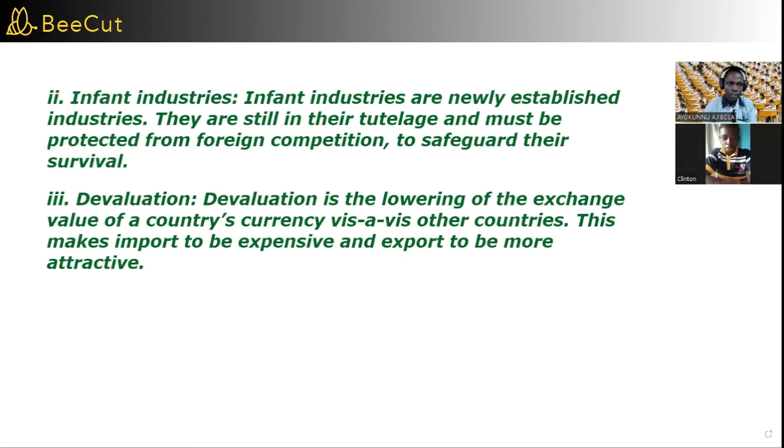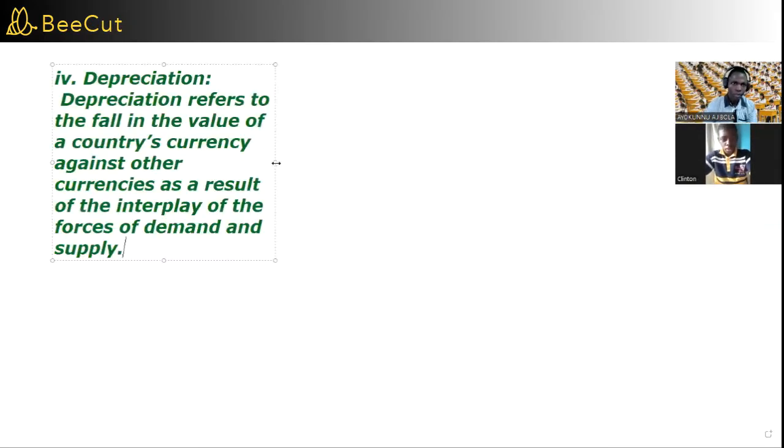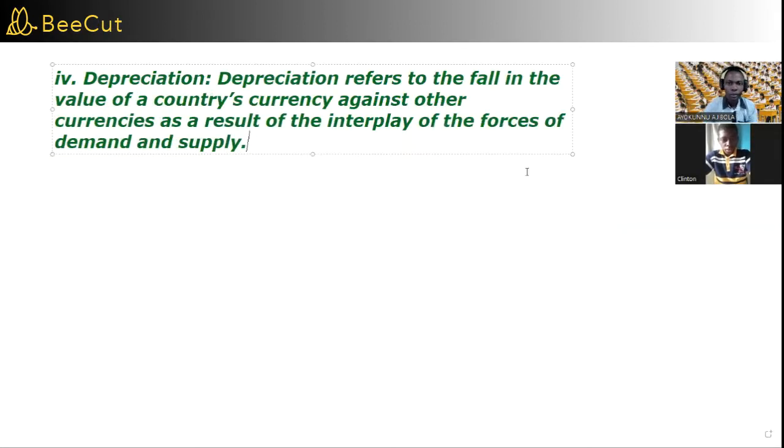The fourth one we'll be looking at is called depreciation. So let's see what that is all about. Depreciation refers to the fall in the value of a country's currency against other currencies as a result of the interplay of the forces of demand and supply.